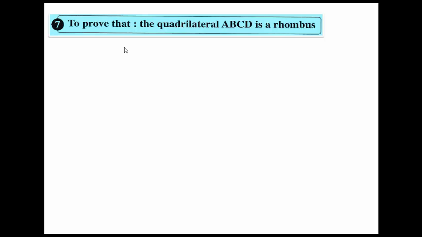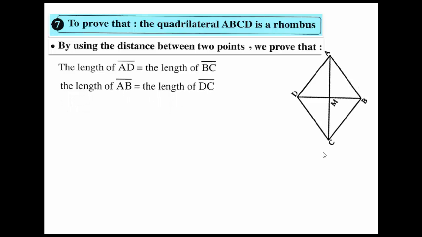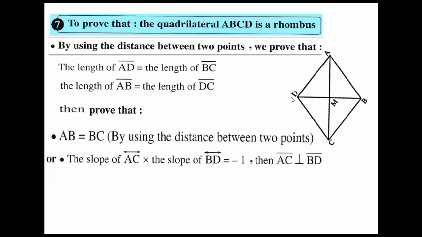Number 7, to prove that the quadrilateral ABCD is a rhombus. By using the distance between two points, we prove that the length of AD equals the length of BC, the length of AB equals the length of DC. Then prove that AB equals BC by using the distance between two points. We have rhombus ABCD. Or the slope of AC multiplied by the slope of BD equals -1, then AC is perpendicular to BD.